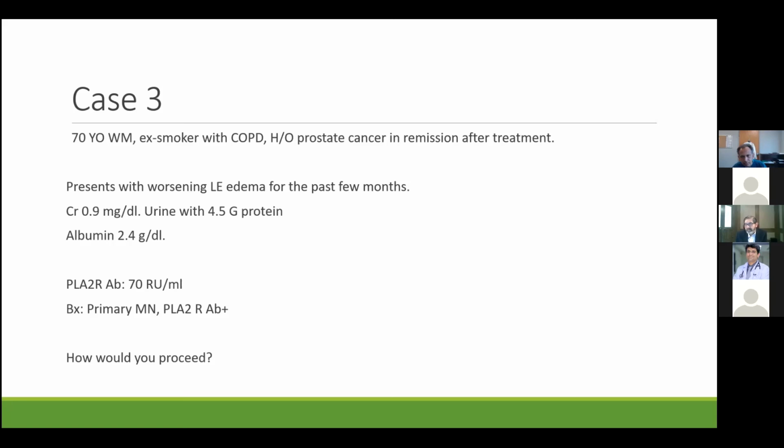Well, I would wait and see. I would watch this patient. I would just give an angiotensin receptor blocker for a little while, and I would watch the proteinuria levels, the PLA2R levels, and the creatinine. I wouldn't start immunosuppression right away.